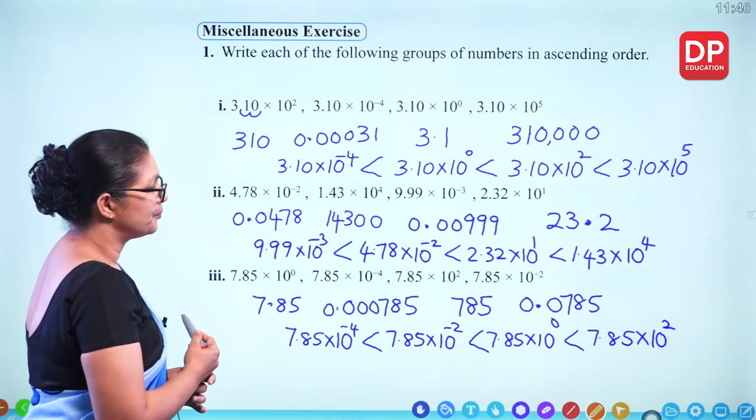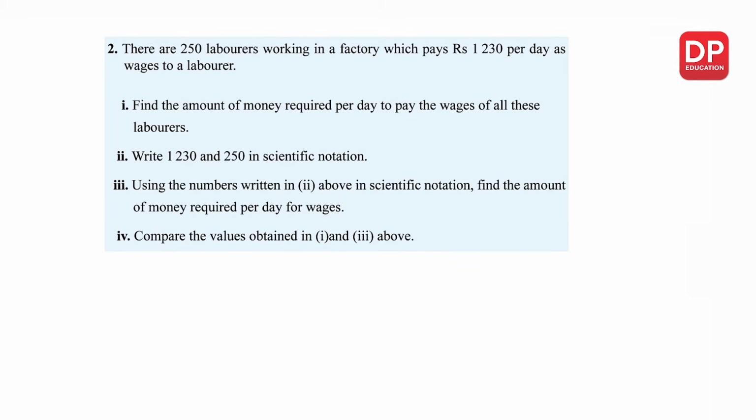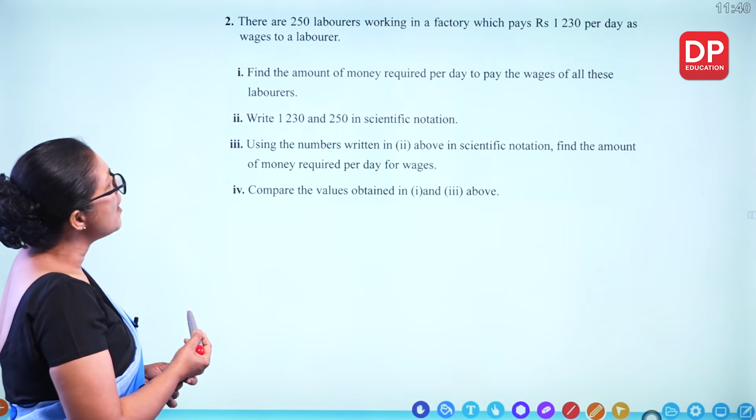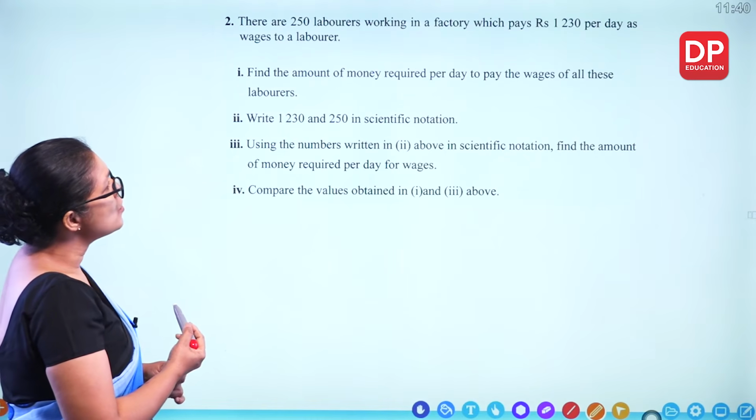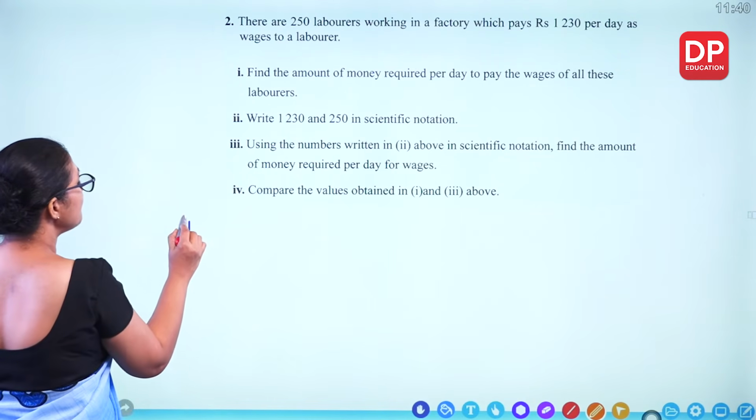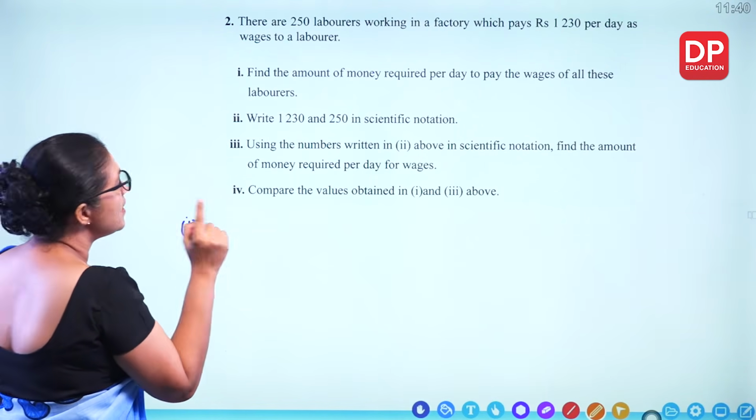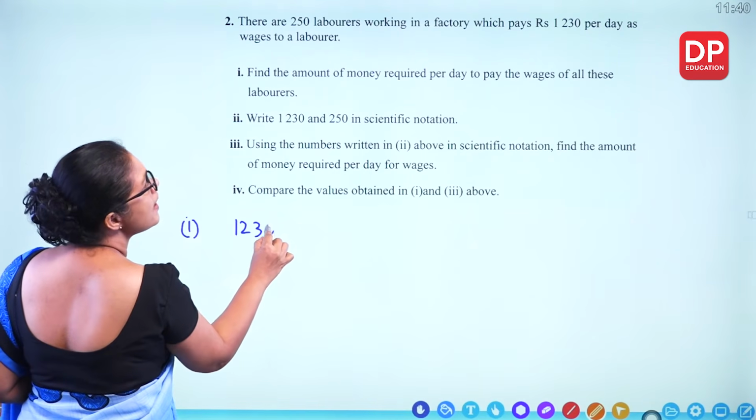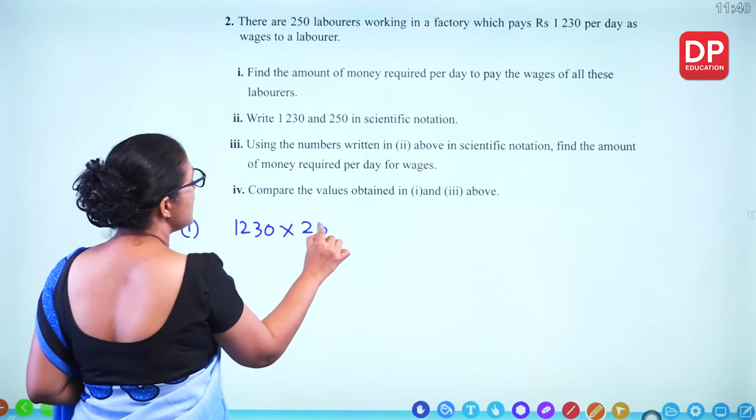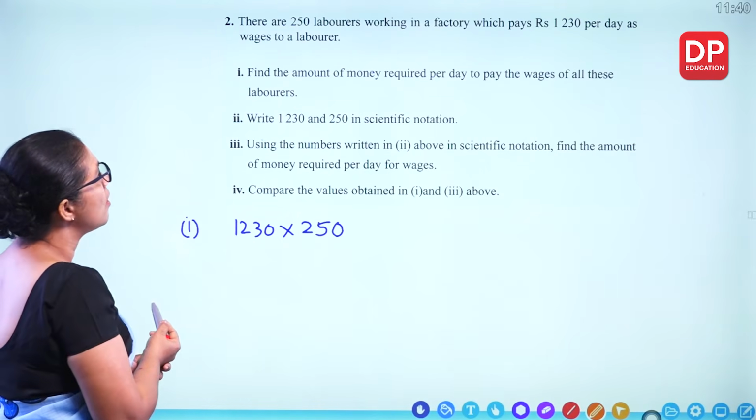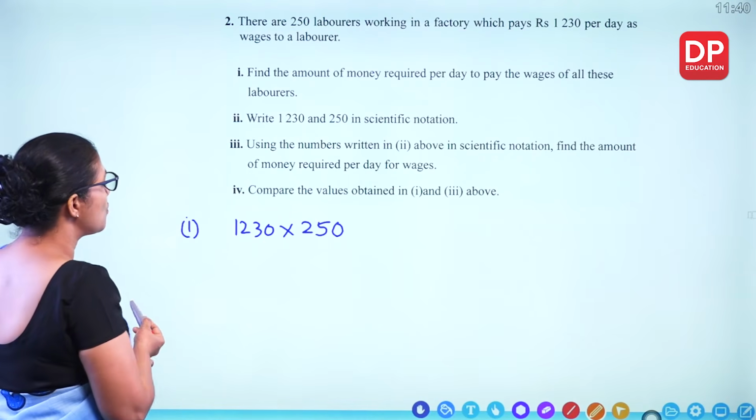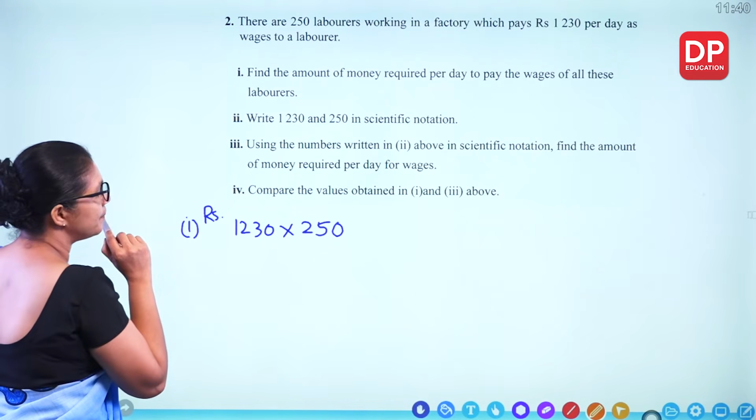Question number 2. There are 250 laborers working in a factory which pays 1,230 per day as wages to a laborer. Find the amount of money required per day to pay the wages of all these laborers. How many laborers are there? 250. For one person, that's 1,230 rupees into 250 is the total amount of money required per day. So what's the amount? You need to multiply.